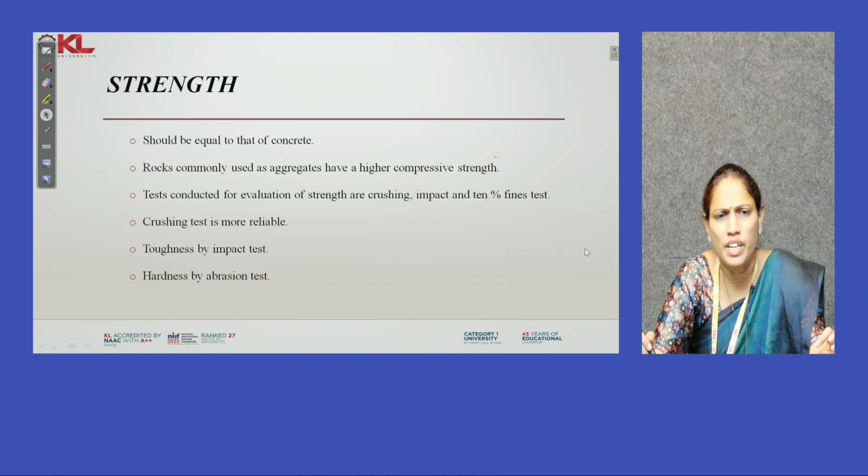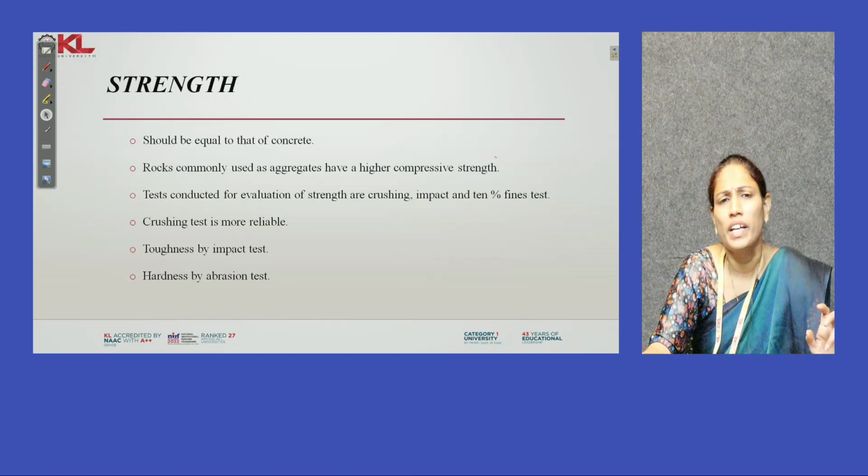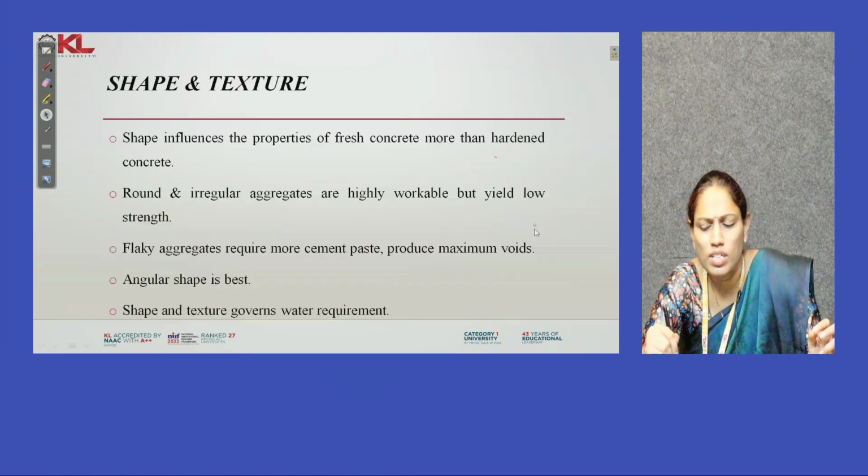The next one is the strength of the aggregate. It should be equal to that of the concrete, and crushing strength is more reliable. Toughness is measured by the impact test, and hardness by the abrasion test. So we do many tests on the aggregate. The first one is strength. So what is the strength?